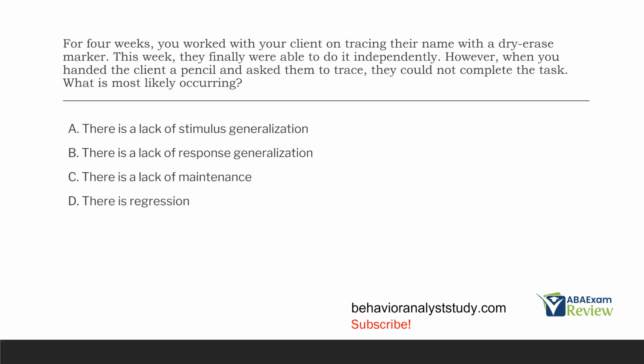C is a lack of maintenance. Well, we didn't teach how to trace with a pencil, so we can't test for maintenance. And then D, there's regression. Regression is not a technical word, okay? We can't say, well, they regressed. We never taught it. They've never demonstrated it. They've never shown they could do it. So how could they regress? All they've done is they failed to generalize across stimuli. And as BCBAs, it's kind of our fault because we should be programming for generalization at all times.